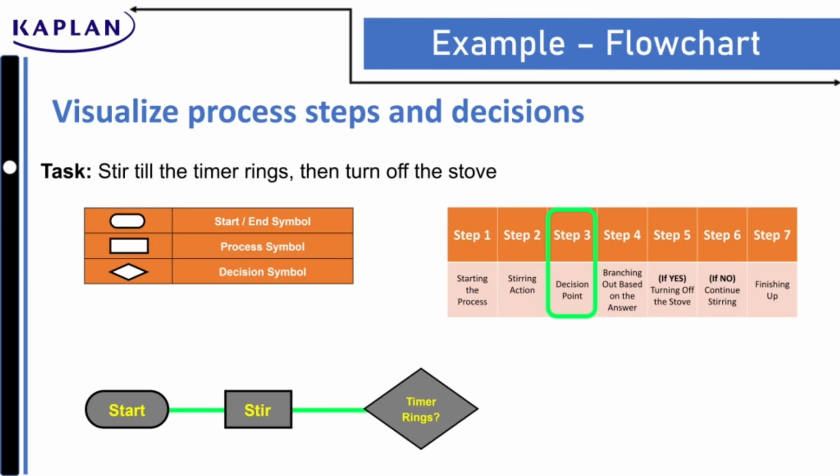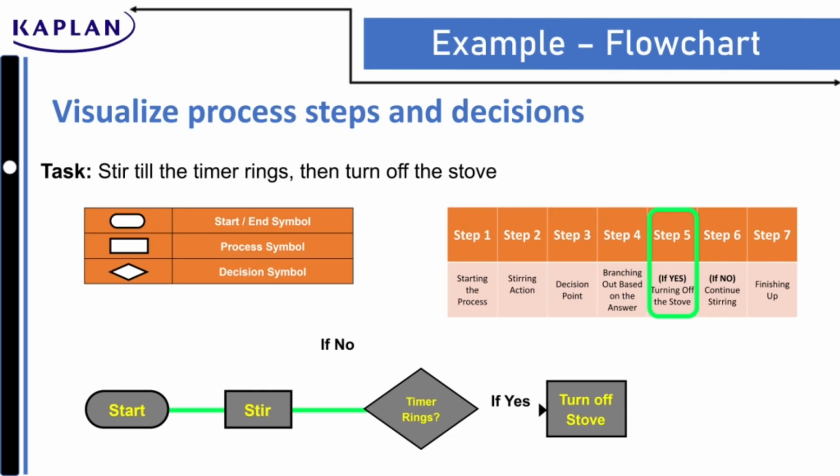Step 4. Branching out based on the answers. From the decision symbol, draw 2 branches, one labeled yes and the other labeled no. The yes branch signifies that the timer has rung, indicating the stirring is complete. The no branch, on the other hand, means we need to keep stirring.